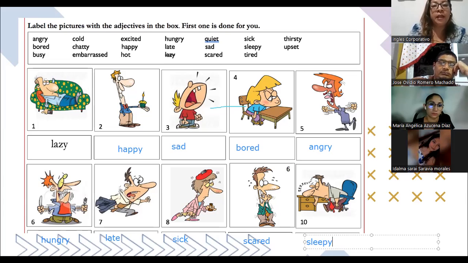Okay, with these adjectives and the others that we have here, you are going to create two sentences. One using the verb to be, and the other one without the verb to be. For example, I can say, my English teacher is angry.